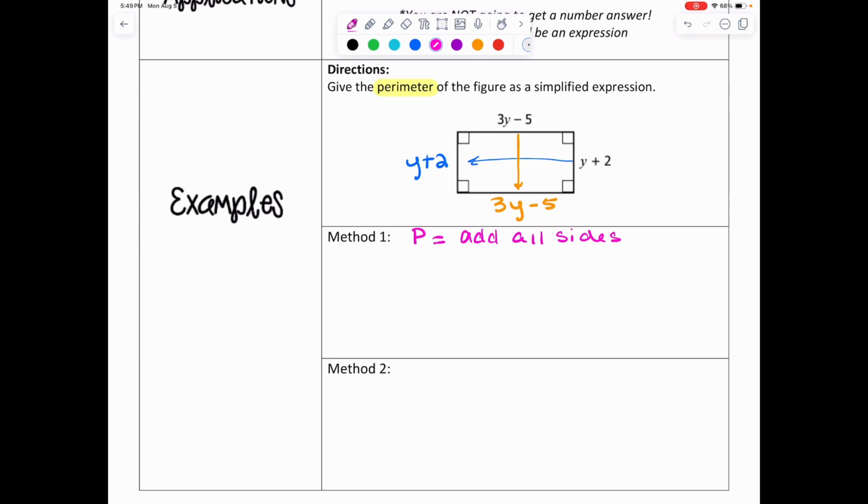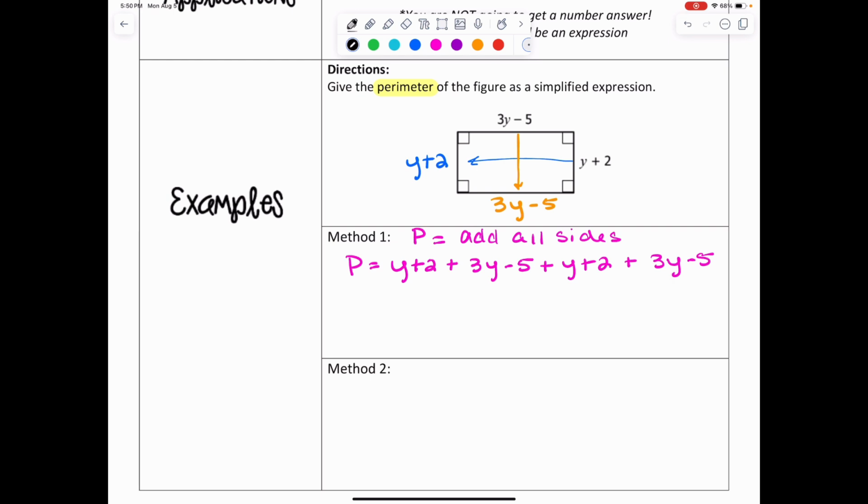So if I did it this way, I would put P equals, and I would just write down all the expressions and put plus signs between them. I want y plus 2. I'm going to add to that 3y minus 5. I'm going to add to that y plus 2. And I'm going to add to that 3y minus 5. I'm just adding up everything around the outside.